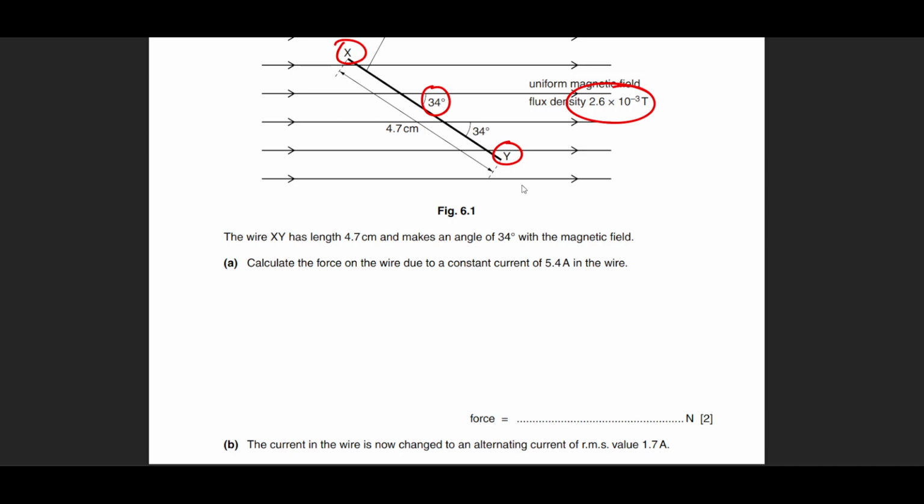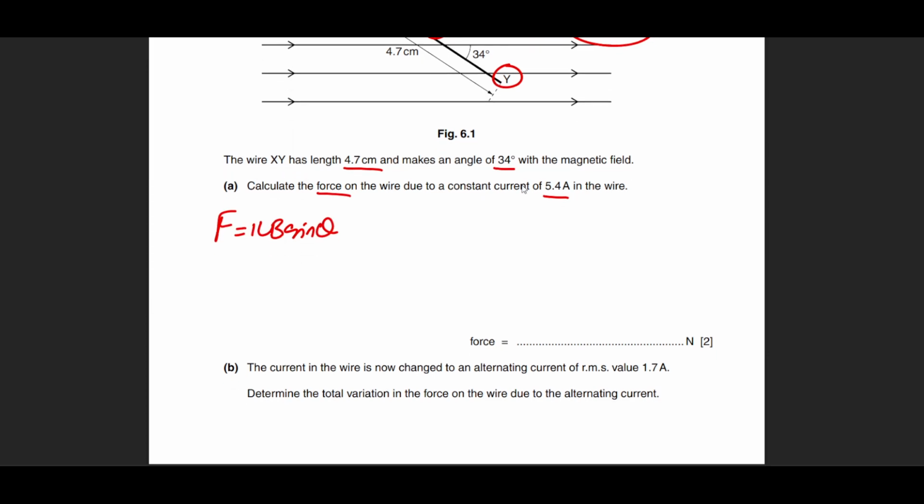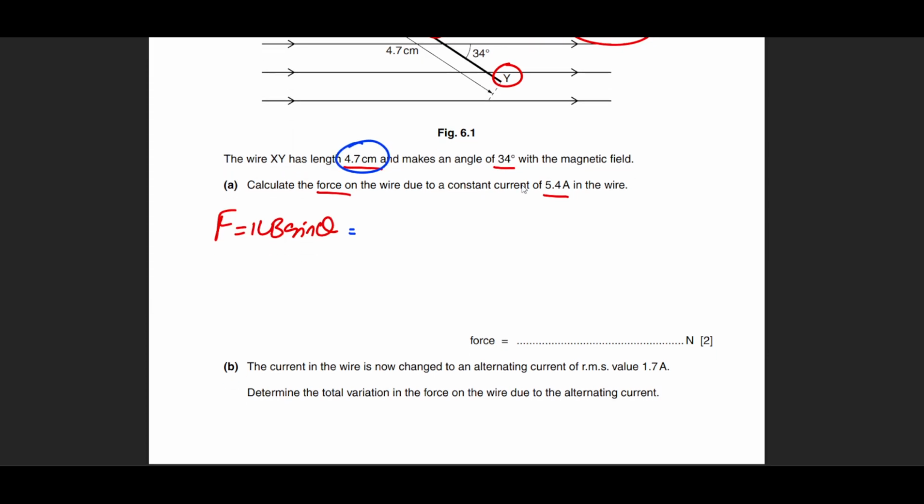So he tells us to find out the force on the wire if the current is 5.4, angle is 34, length is 4.7. So everything is given. Let's apply the formula F equals ILB sine theta. Now I'm sure that even at this stage, students do not convert the centimeters to meters, and that's totally on you. If you get wrong answers, it's your choice. It's your doing, not the examiner's. It's understood that the length will be in standard form and everything is going to be in standard format.